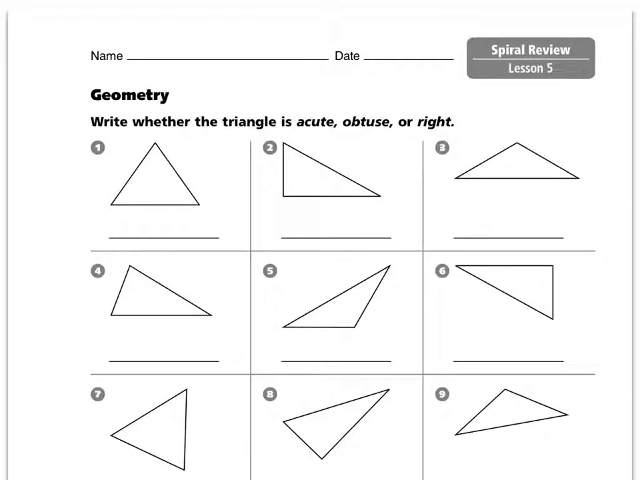Let's look at Chapter 8, Lesson 5 review. Write whether the triangle is acute, obtuse, or right. So let's keep in mind what those are.